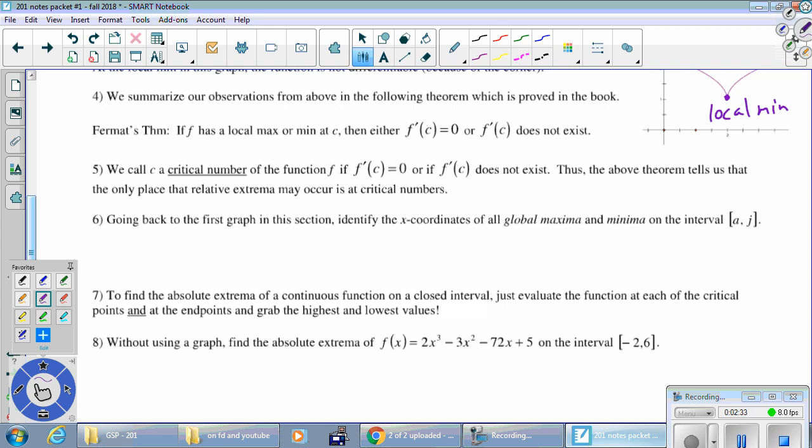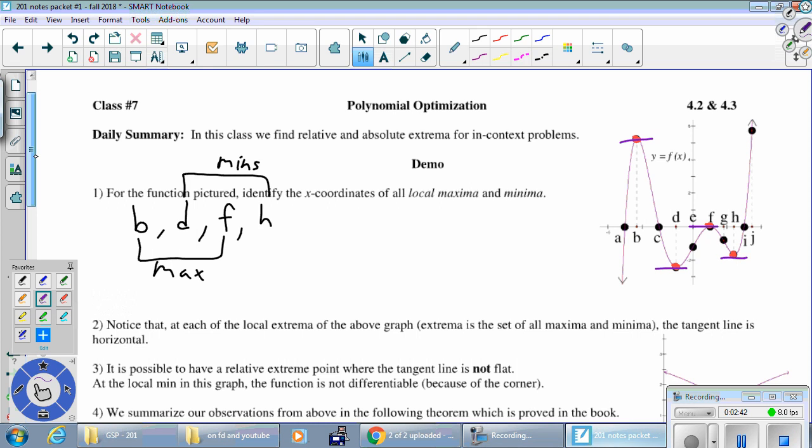Okay, number 6, it says, go back to the first graph in this section, identify the x-coordinates of all global maxes and mins on the interval a to j. That's a closed interval. From a to j, we want the global maxes and mins. So a is right here, and j is way over here, and I'm only looking between those spots. And here, I'm not looking for points that are just merely higher than the nearby points or lower than the nearby points. I want to find the absolute highest point anywhere on this interval and the absolute lowest point anywhere on this interval.